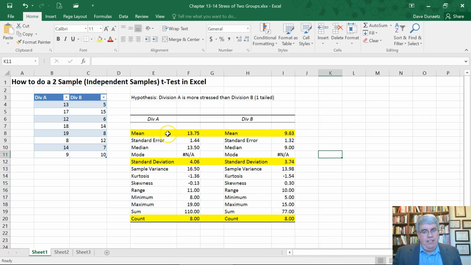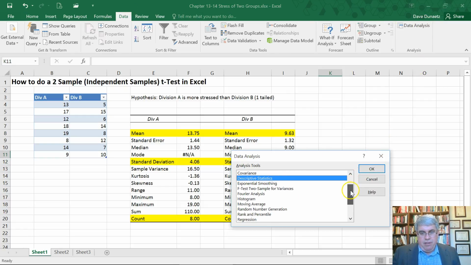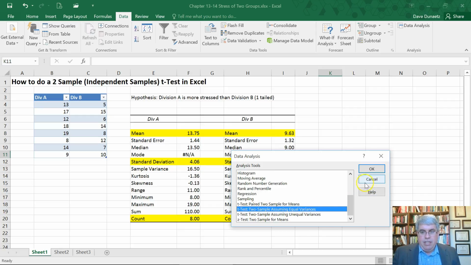So we can tell that Division A is more stressed than Division B, but the question is, is it significant? Is this difference significant, or is it what we could expect from just a small sample of 8 people? So what we're going to do is use the t-test in the Data Analysis. We go to Data, Data Analysis, and then t-test: two samples assuming equal variances. That's the broad one that we'll use a lot.